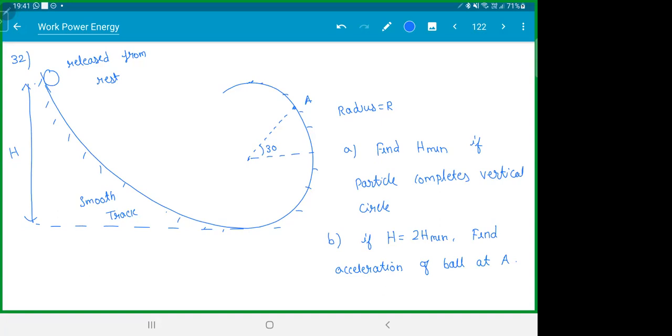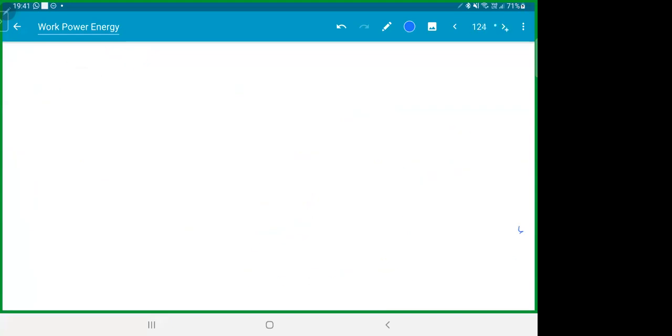What is the answer, everyone? Someone got root 17 RG. Let's see.